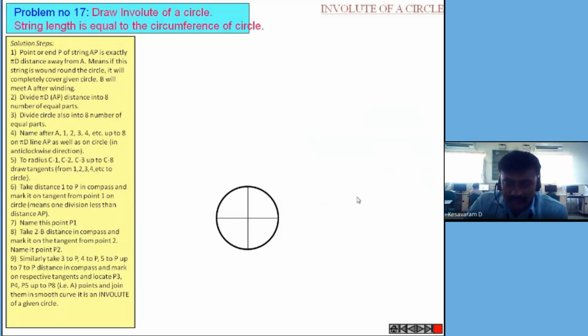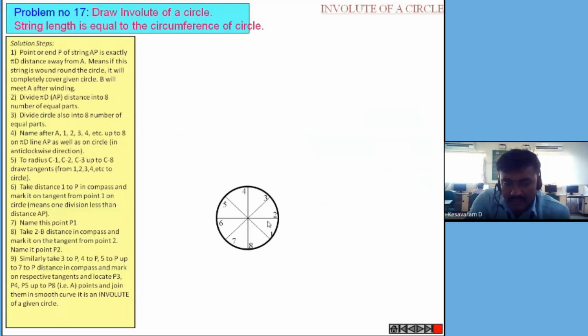Using the horizontal scale, draw a line through the center. Okay. Using the vertical scale, draw another line. So now your circle is divided into 8 equal parts.